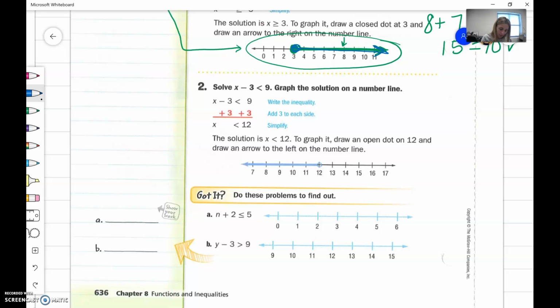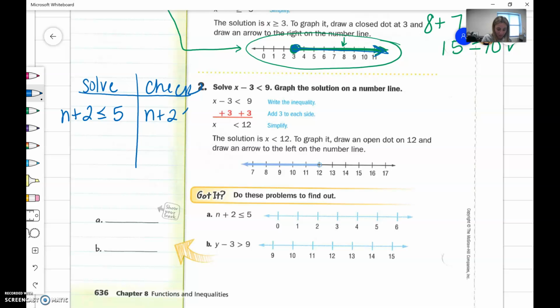All right. Let's jump down and let's practice a couple. First things first, I want you to go ahead and do a solve and check. We're going to write n plus 2 is less than or equal to 5, and then we're going to rewrite it again in our check. n plus 2 is less than or equal to 5.